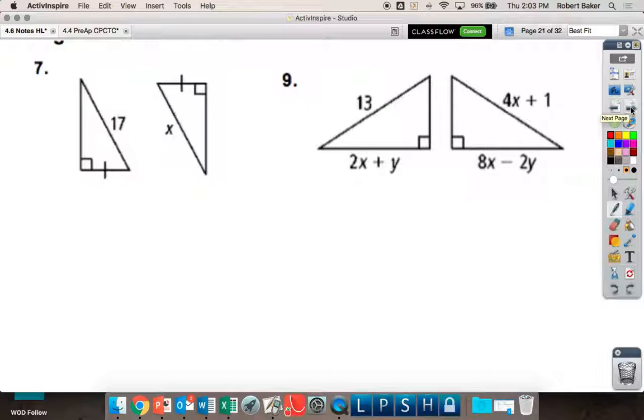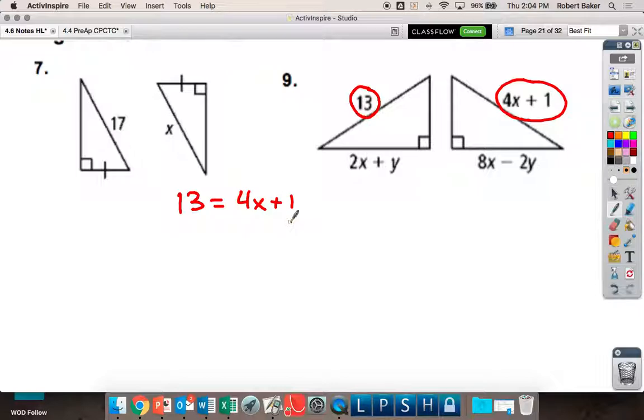Number 7. How big is X? 17, because they're congruent by the HL shortcut. It says, for what value of X will they be congruent by the HL shortcut? So, if I want to use the HL shortcut, this 13 has to be congruent to what? This 4x plus 1. So I have to write that down. I want to make 13 equal 4x plus 1.